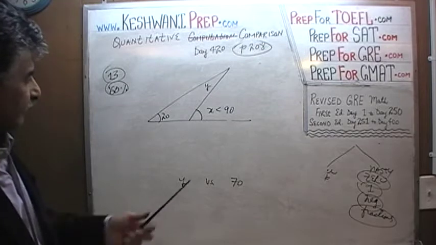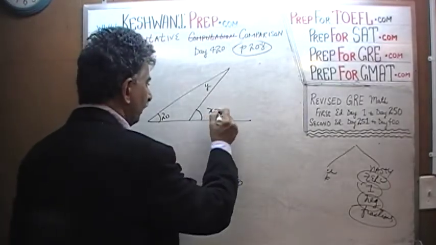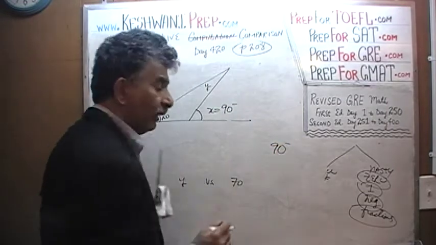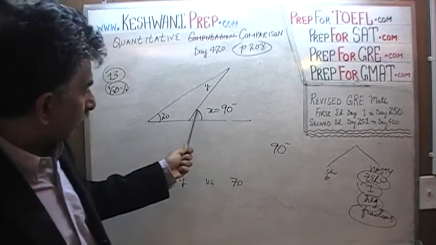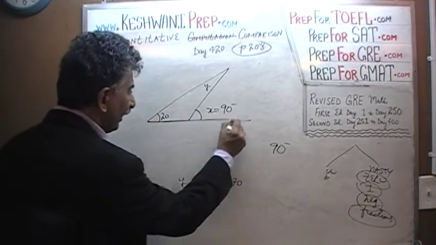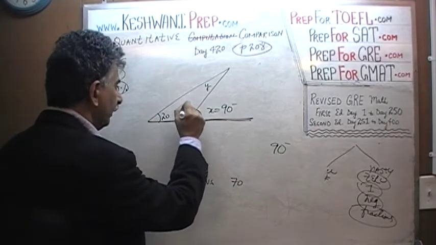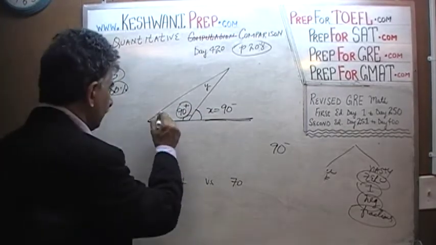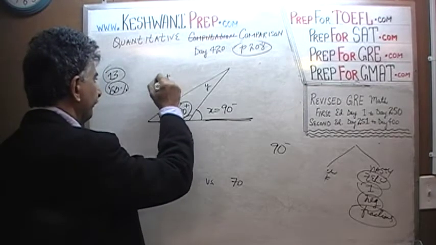Instead of writing that x is less than 90, let's write x equals 90 with a minus sign on top, which means something less than 90. Now, if this outside angle is something less than 90, and because this is a straight line, this inside one has to be something more than 90. Something more than 90 plus a 20, the sum of these two is going to be something more than 110.